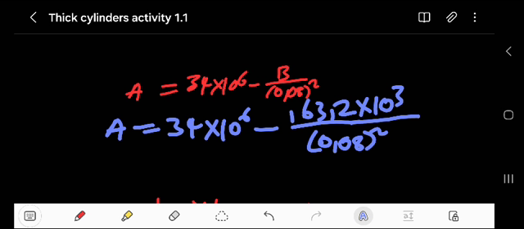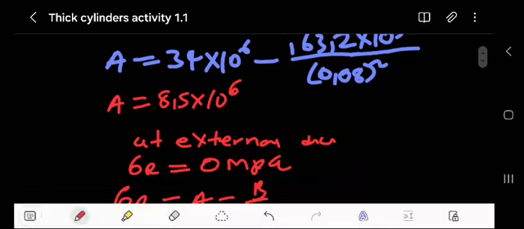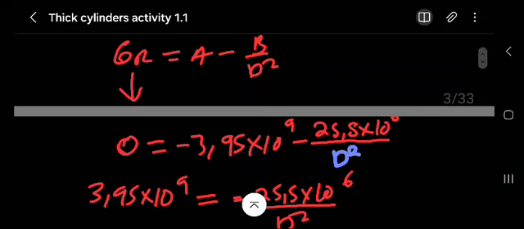Yes, now it's pretty good. Then a is simply equal to 8.5 times 10 to the power of 6. Then at the external diameter, this is still right. We know, okay, the pressure, I've explained this, the radial is 0, whereby that is the formula.